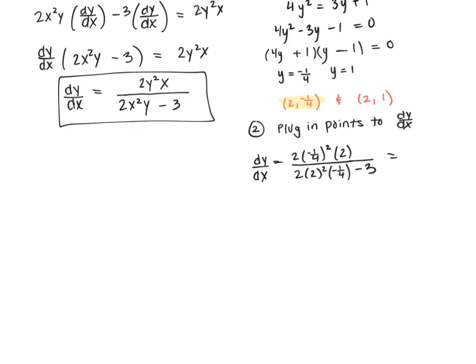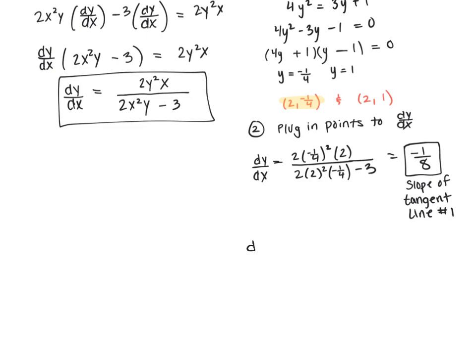So take a minute, pause the video, type that into the calculator, and then hit resume when you're ready for the answer. Okay, I got negative 1/8 to be my slope. So this would be the slope of the tangent line. And we could call this tangent line number 1, right? Because we've got it at this point. So now we'll plug in this point to find the second tangent line. So let's go ahead and do that.